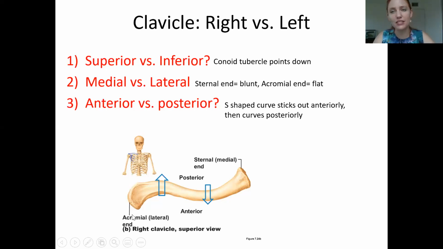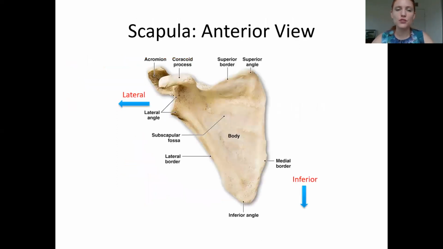Okay, so it seems like an easy question, but it's not actually an easy question. You need to know a lot of bone features and how they fit with other features in order to really answer that question. So I think it's a good practice, and it can help you learn the bone features as you go along the way. Okay, so on to the scapula.